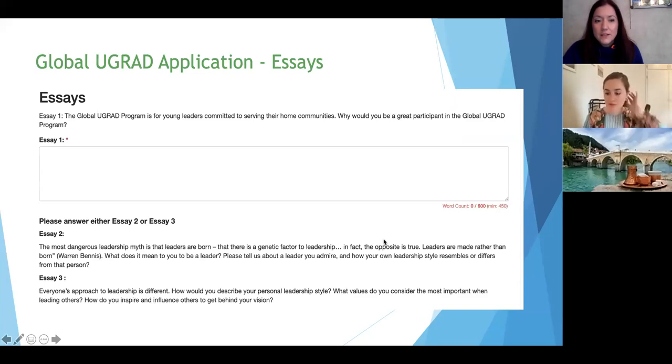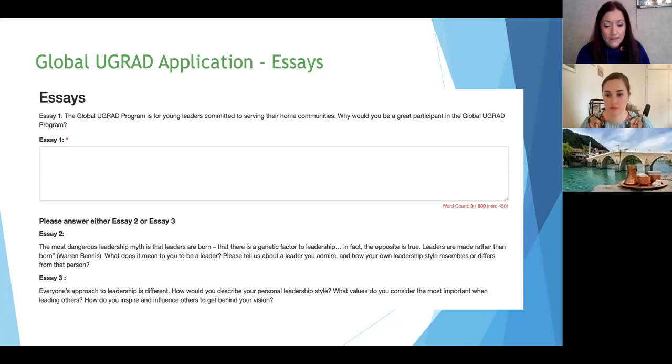I'm here as an education advisor who's been doing this job for 12 years. I just want to make some additional comments about these questions and the things that you should consider when you are actually writing these essays. So the first question is for young leaders committed to serving their home communities.